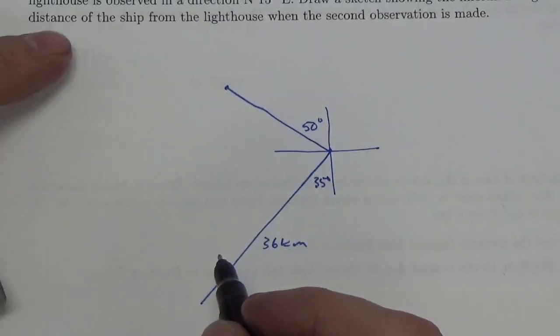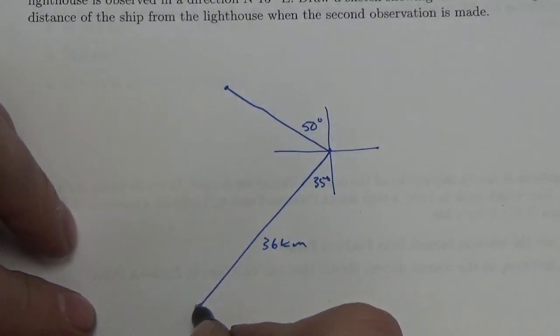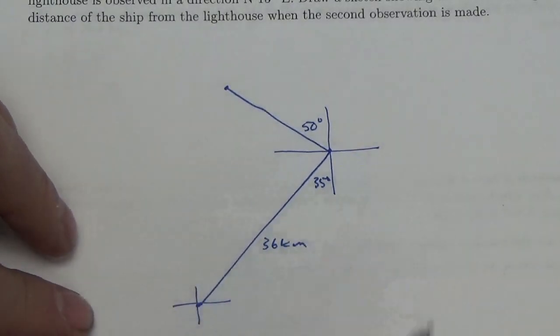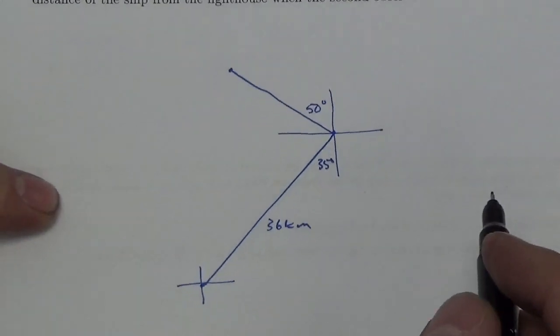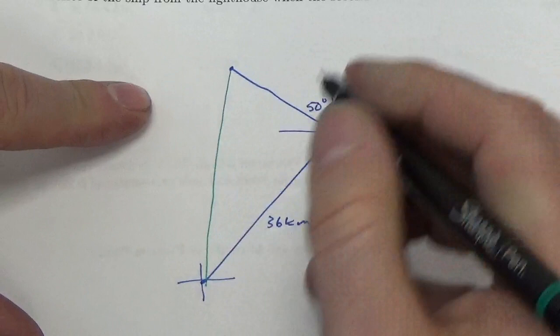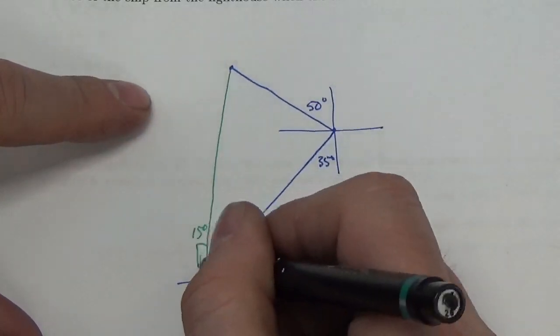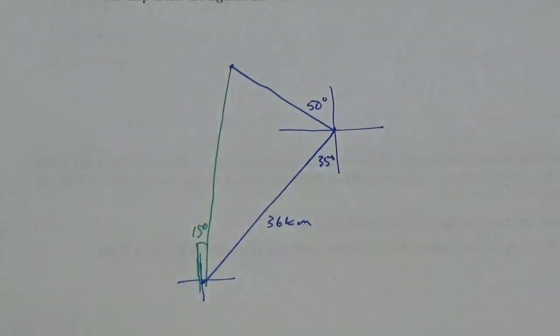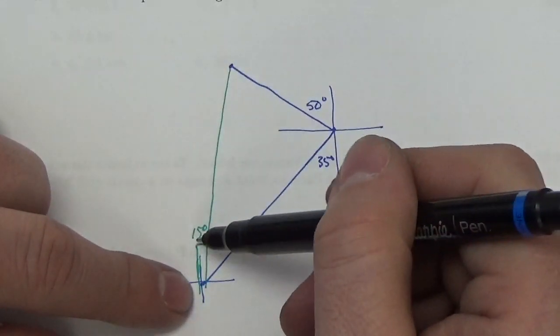The ship observes the lighthouse in a direction of north 15 degrees east. Okay, so the ship stops here and then looks towards the lighthouse and determines that that angle right there is going to be 15 degrees. That looks terrible, but anyway, you get the idea. So there's this line of sight from the ship where it is right now to the lighthouse, and that's going to be 15 degrees right here.